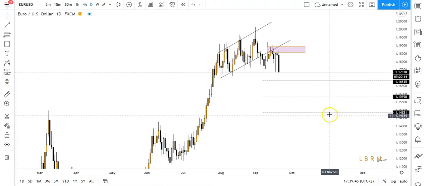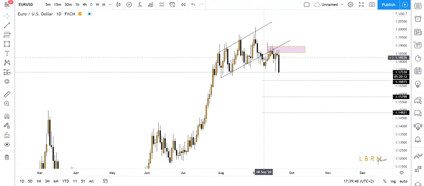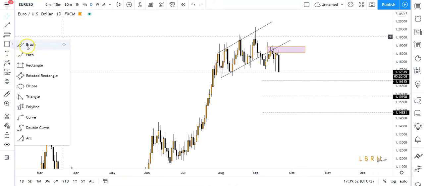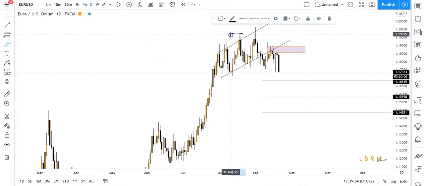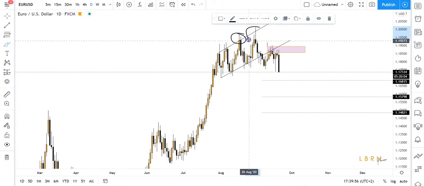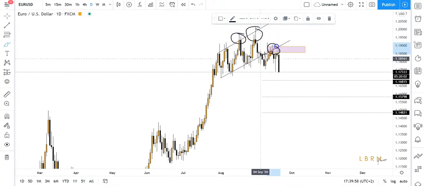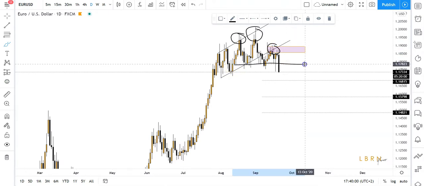Guys, I believe that we have now broken also a head and shoulders pattern. Okay, if you guys look very, very closely, you can see that if we take our tools and we mark up the highs that we have made and we draw a neckline on, you guys can see that we made a left shoulder, head, right shoulder with our neckline that is now completely broken.